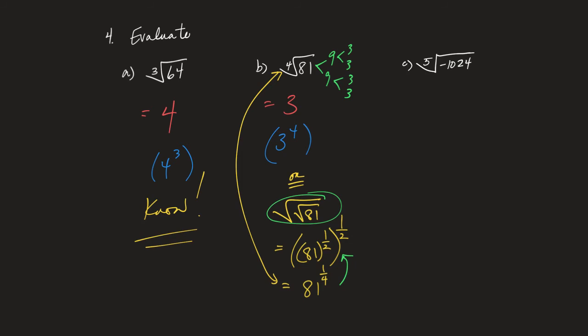Square root of 81 is 9. Square root of 9 is 3. So there are multiple ways to be able to go through and determine the fourth root of 81.